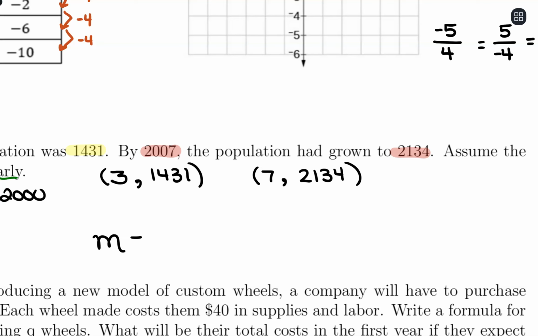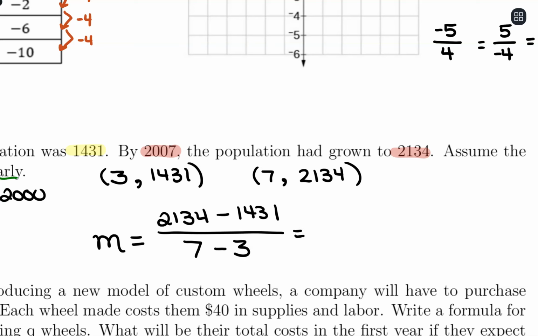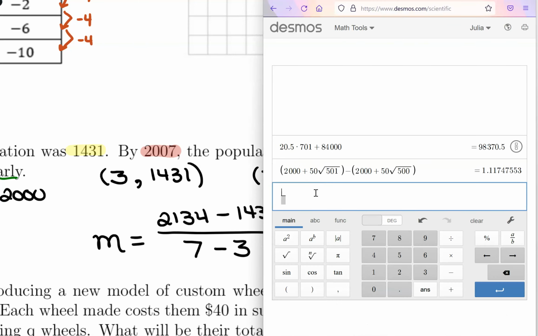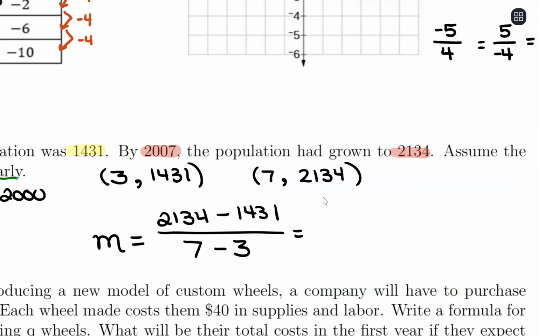So if I want the slope, we're taking the difference in y values, so 2,134 minus 1,431 over 7 minus 3. And with that, let's just hop over to the calculator. So we're going to have a fraction with 2134 minus 1431 over 7 minus 3, which is 4. So 175.75.